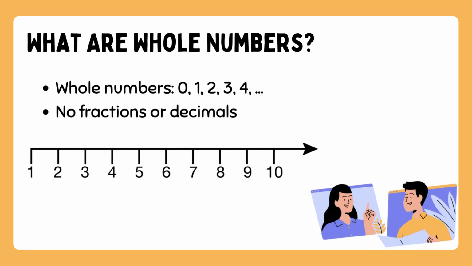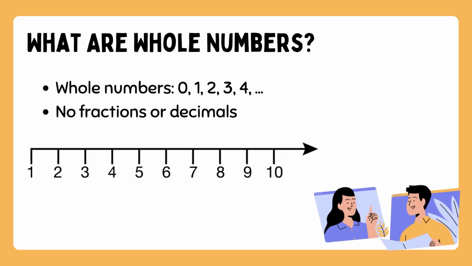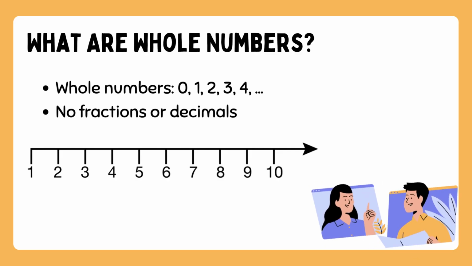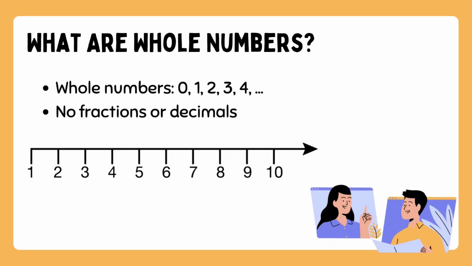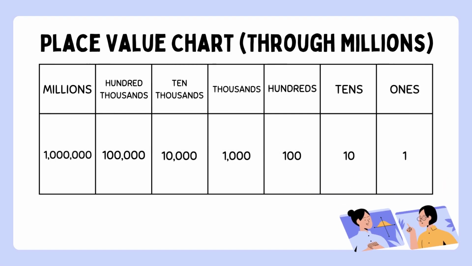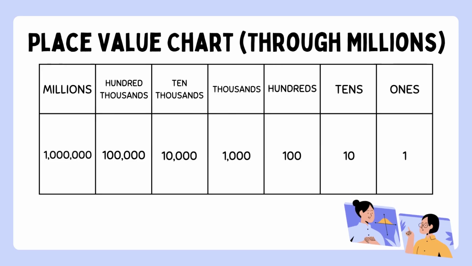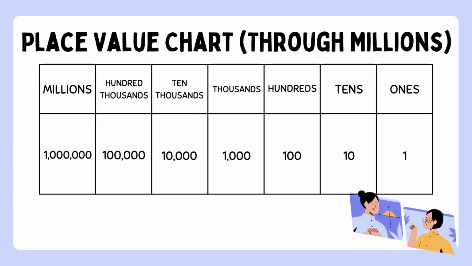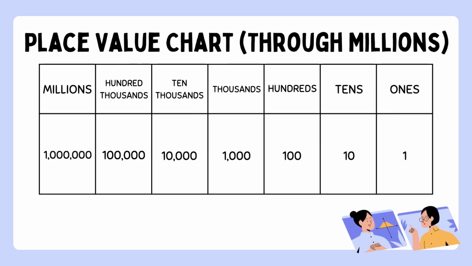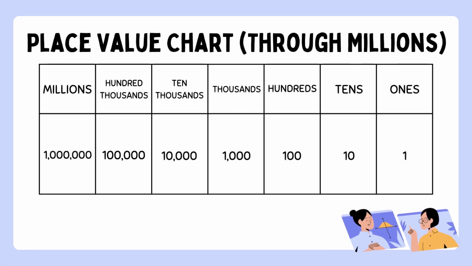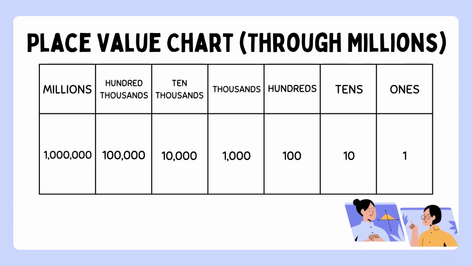They have no parts or decimals. We use them when counting people, books, or apples, anything we can count exactly. Each digit in a number has a place value, depending on where it is. From right to left, we have ones, tens, hundreds, thousands, 10,000s, 100,000s, and millions.